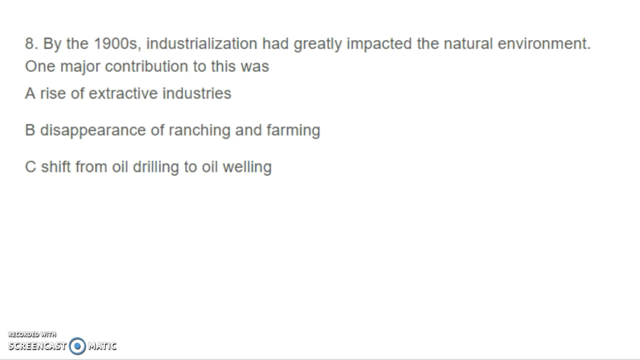Number eight, by the 1900s, industrialization had greatly impacted the natural environment. One major contribution to this was A, a rise of extractive industries. B, disappearance of ranching and farming. Or C, a shift from oil drilling to oil welling.